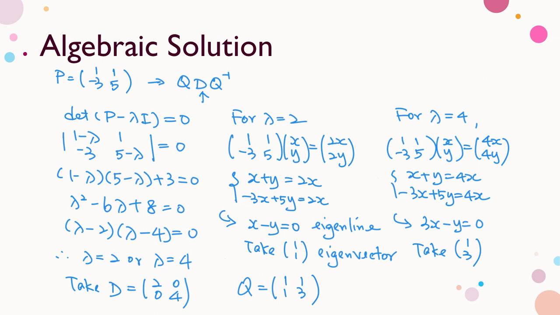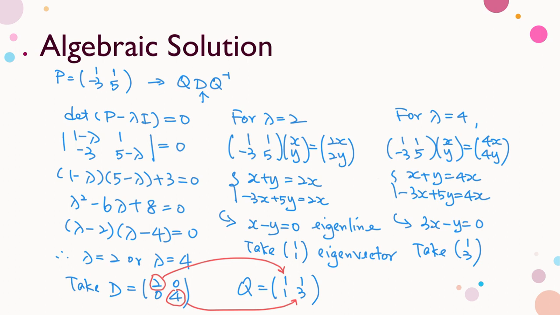As the eigenvalue 2 is in the first column of the diagonal matrix D, place the eigenvector (1, 1) in the first column of matrix Q. Similarly, place the eigenvector (1, 3) in the second column, as the corresponding eigenvalue 4 is in the second column of D.